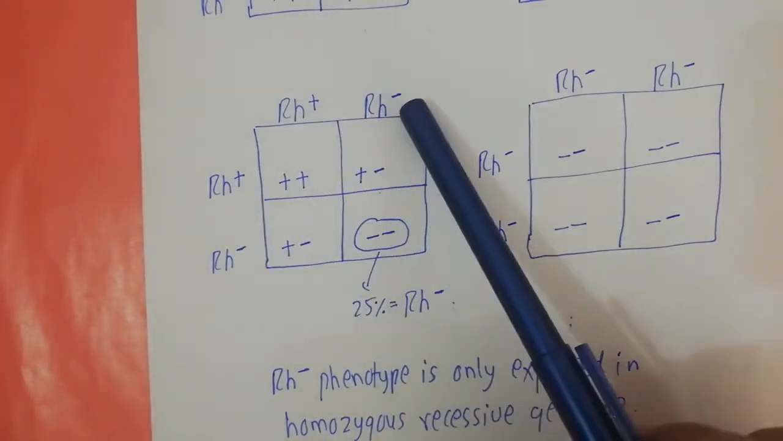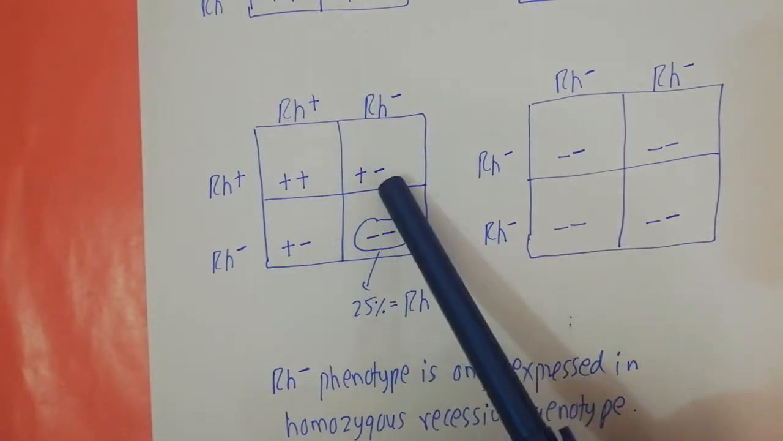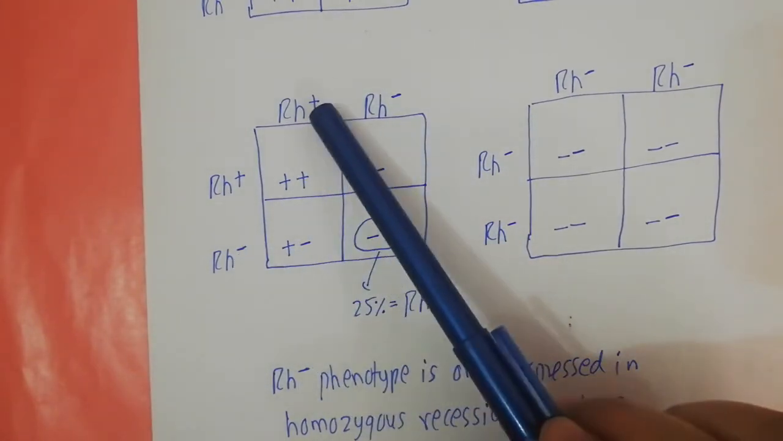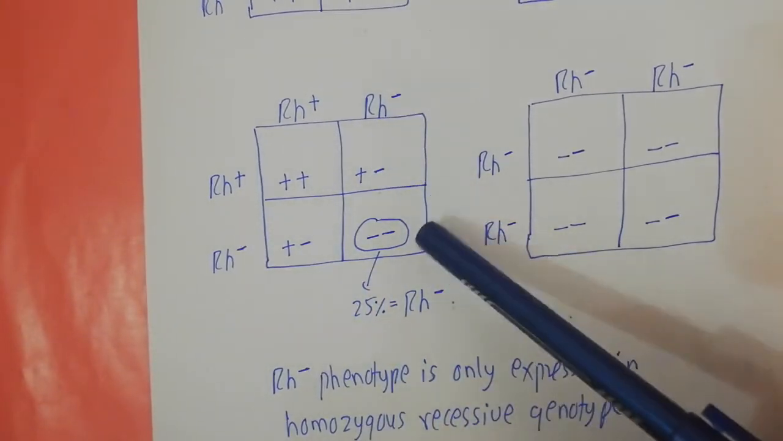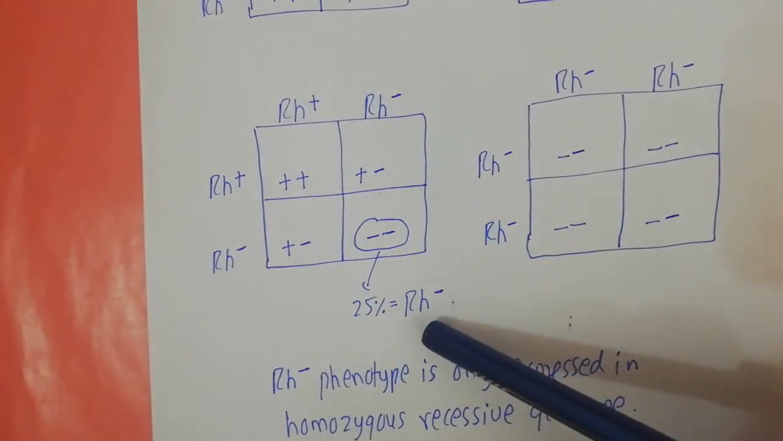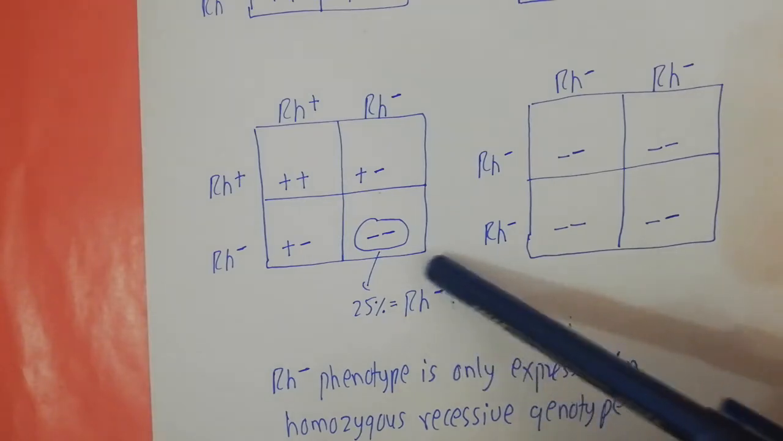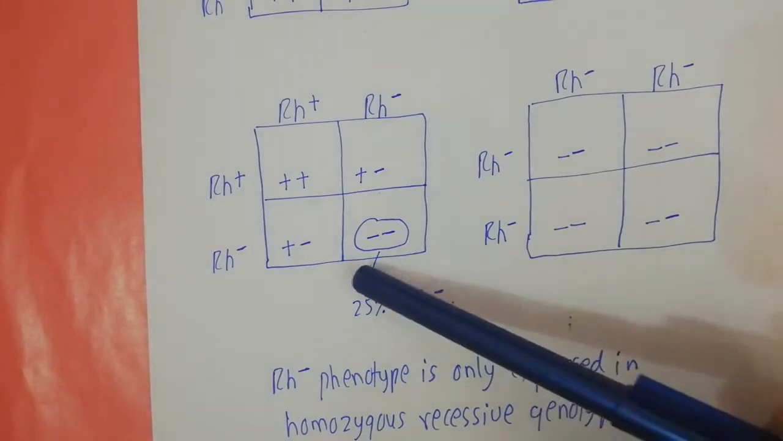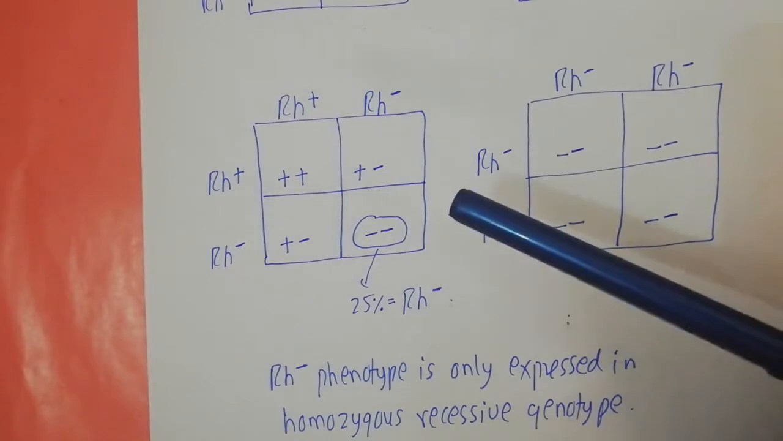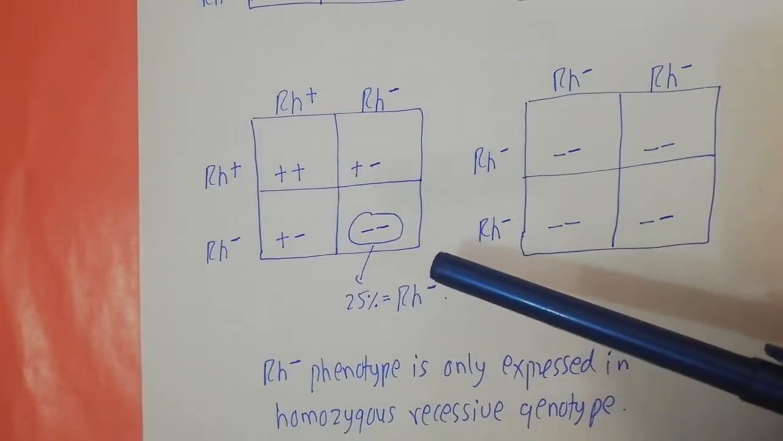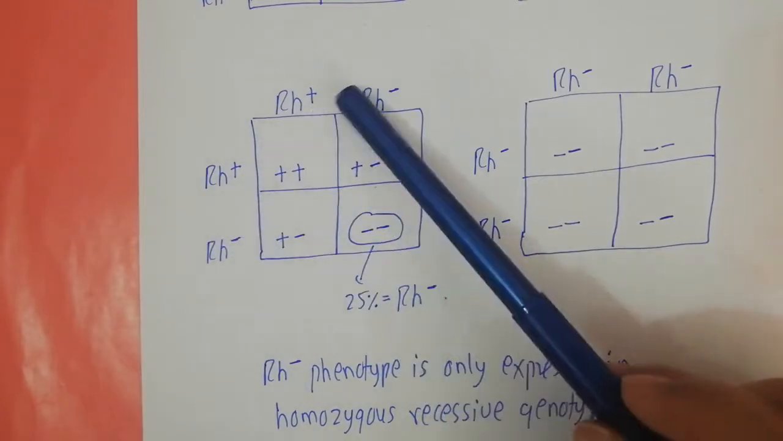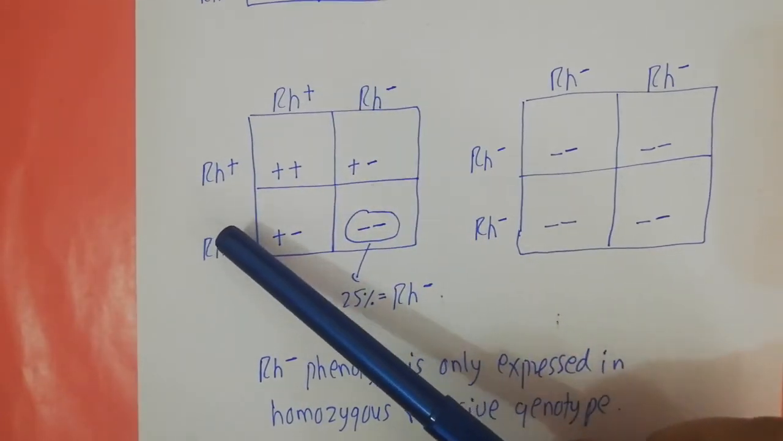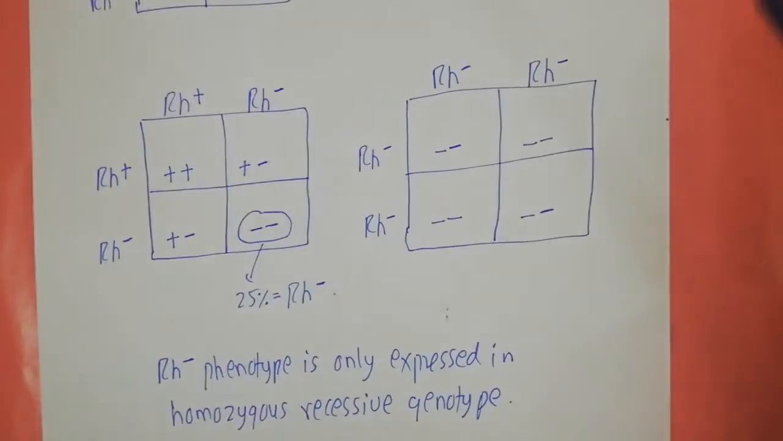If this Rh plus combines with Rh negative, you will have plus and minus. If this minus combines with this plus, it is plus minus, but if this minus combines with this one, you will have a 25% chance of an offspring with an Rh negative blood group. So if both of your parents are positive and your blood group is negative, that simply means that both of your parents are heterozygous for the Rh positive phenotype.